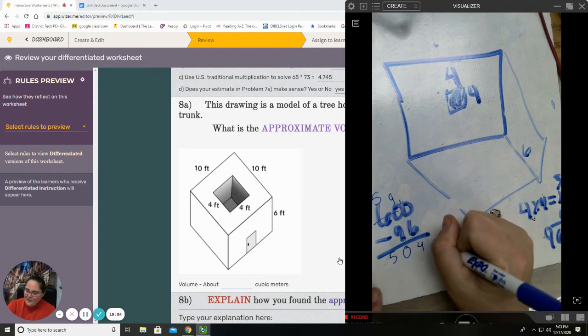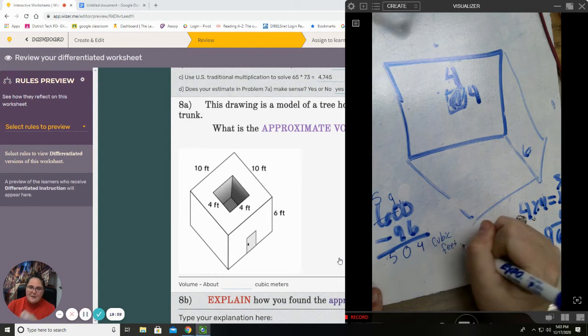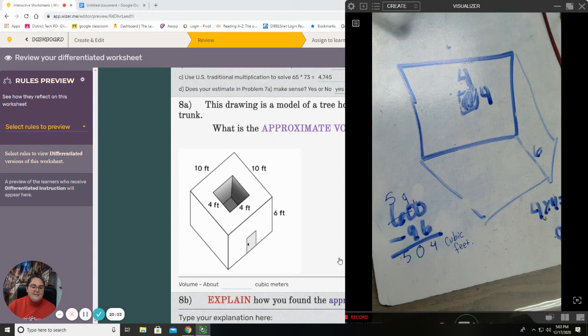So this is cubic feet. Okay? Your answer needs to be in cubic meters. So now I need to convert this to cubic meters. How many feet are in 1 cubic meter? Does anybody remember?